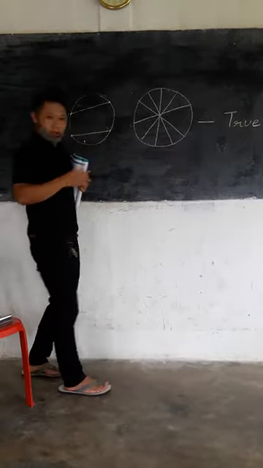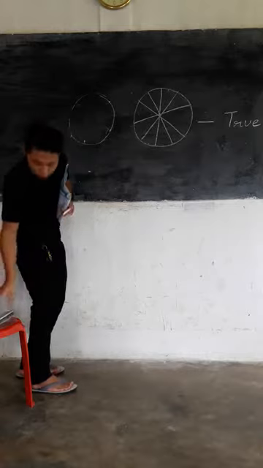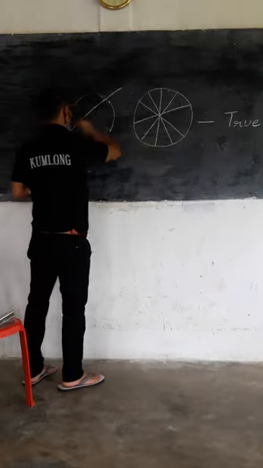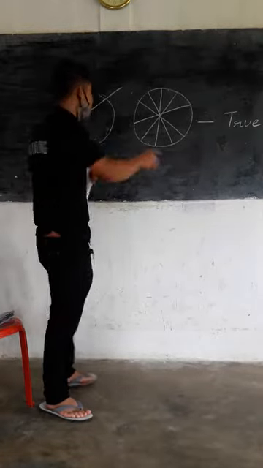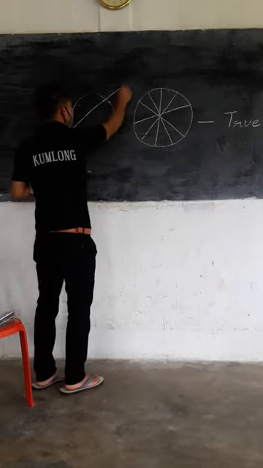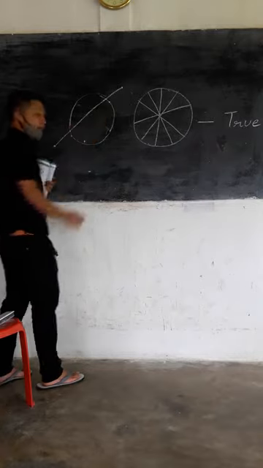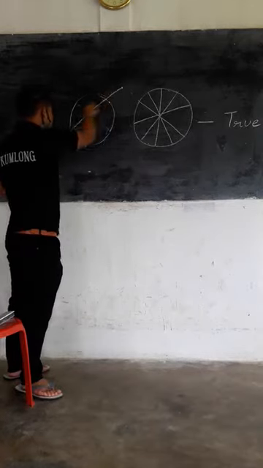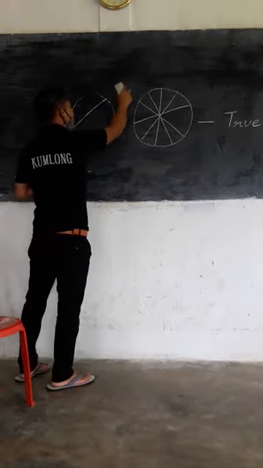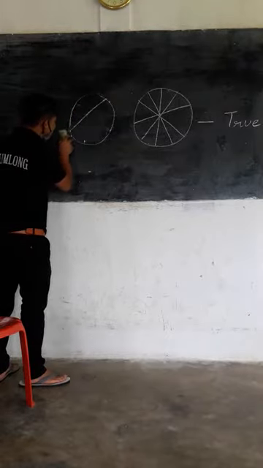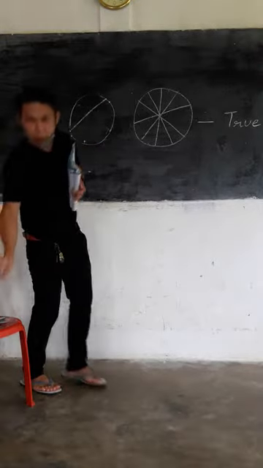Suppose a line segment is crossing like this. This line segment is not called a chord. Why? Because the endpoints are here, not on the circle. But a chord is a line segment whose endpoints lie on the circle.